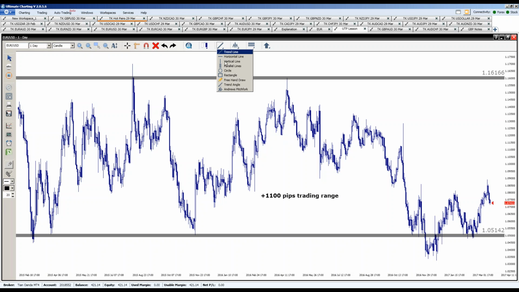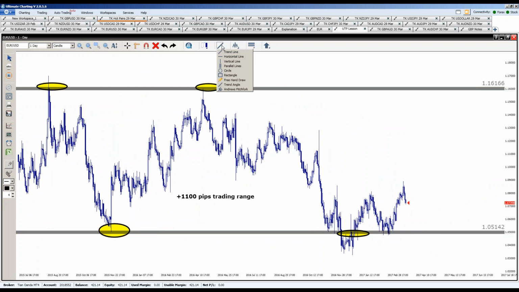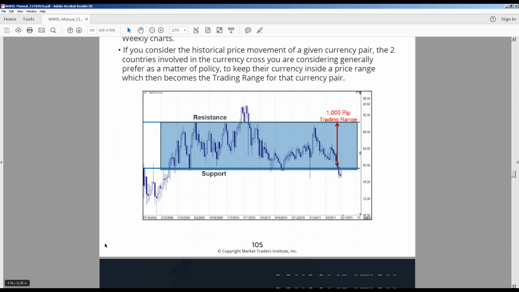Right. Market moves from support to resistance, then again from resistance to support, support to resistance to support, support to resistance, resistance to support again, and now we have bounced at support, and now we are going to move towards resistance again. There we go. Right, so that's a large trading range.